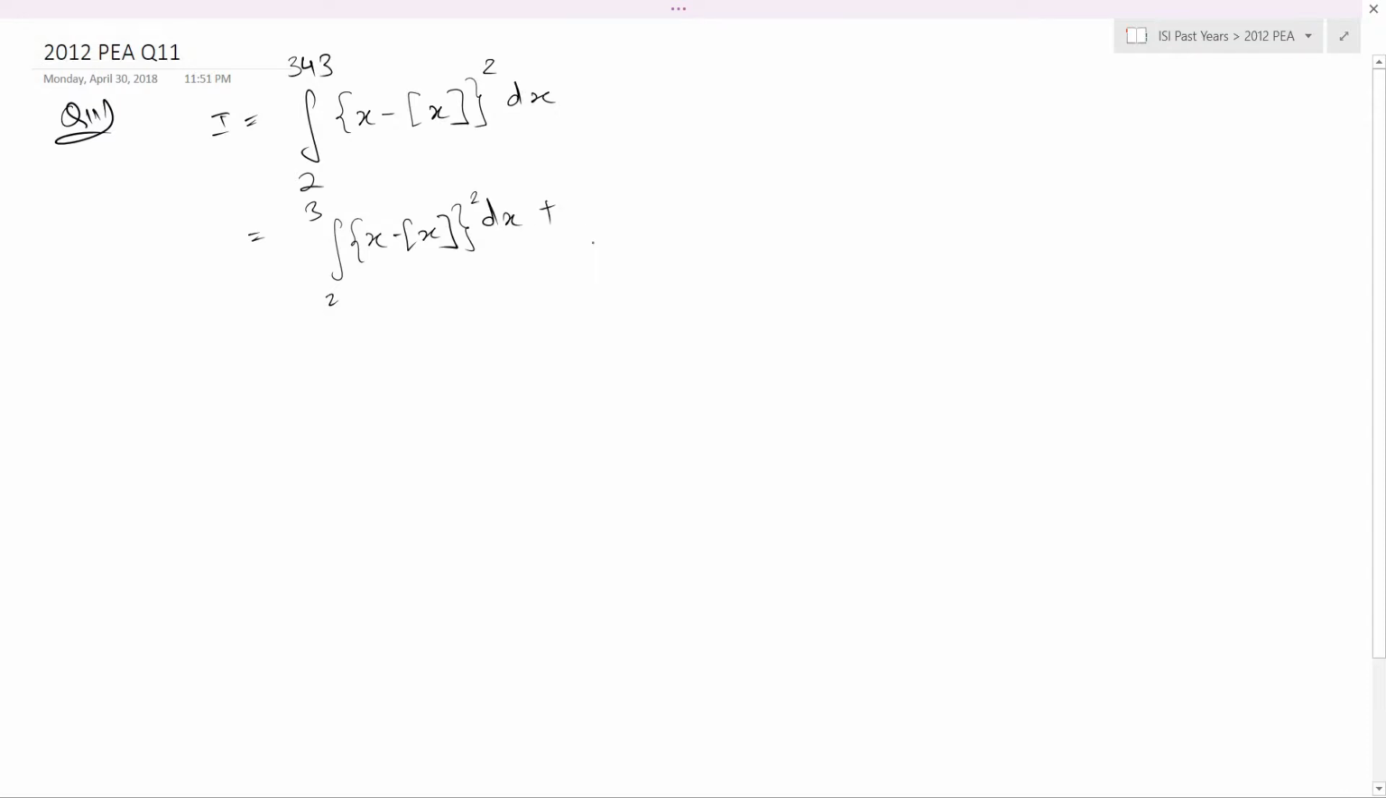dx plus the integral from 3 to 4 of the same thing dx, plus and so on, till the integral from 342 to 343 of the same thing dx.